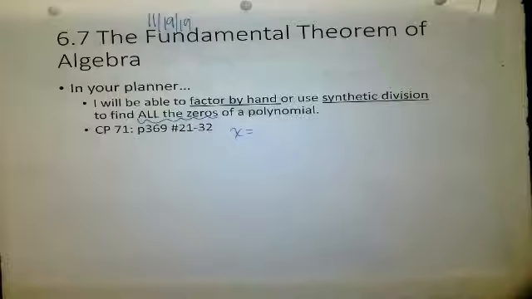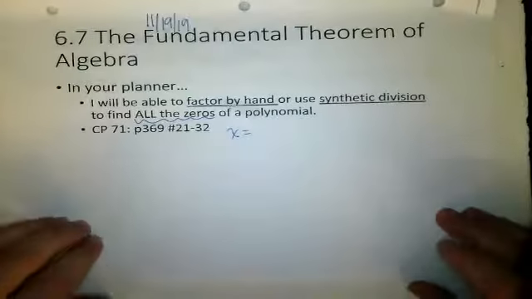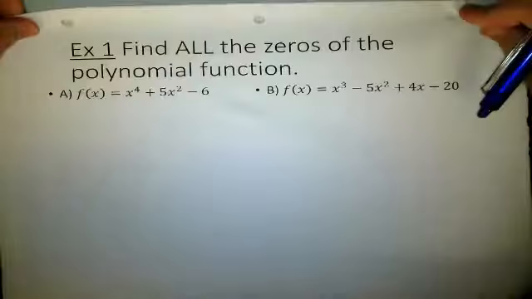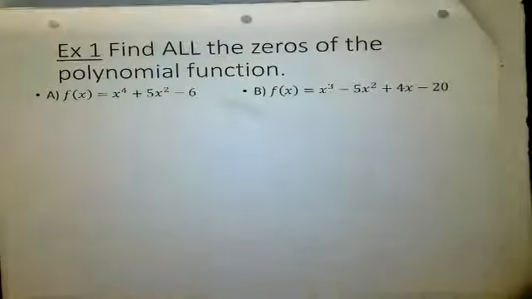What you're going to see today is that if we have to use graphing calculators, you'll be able to see the real zeros, but we won't be able to see the imaginary ones. The imaginary ones we're going to have to solve for. So here we go. Example 1, find all the zeros of the polynomial function.